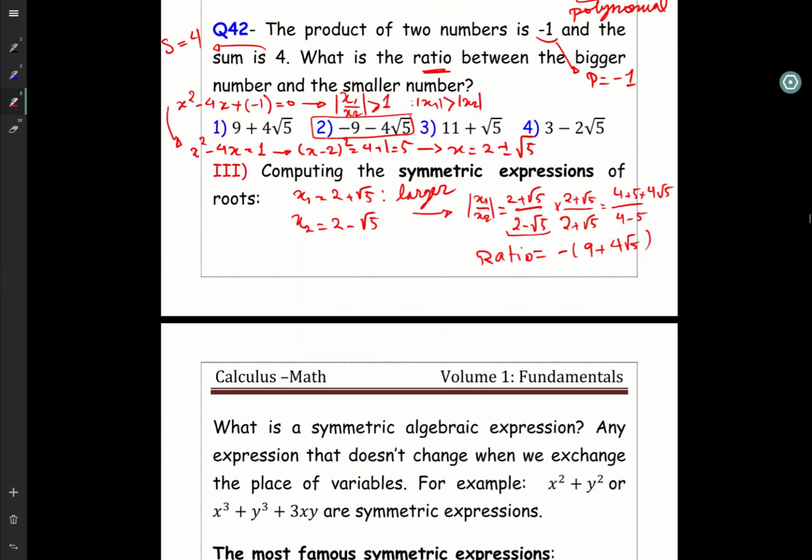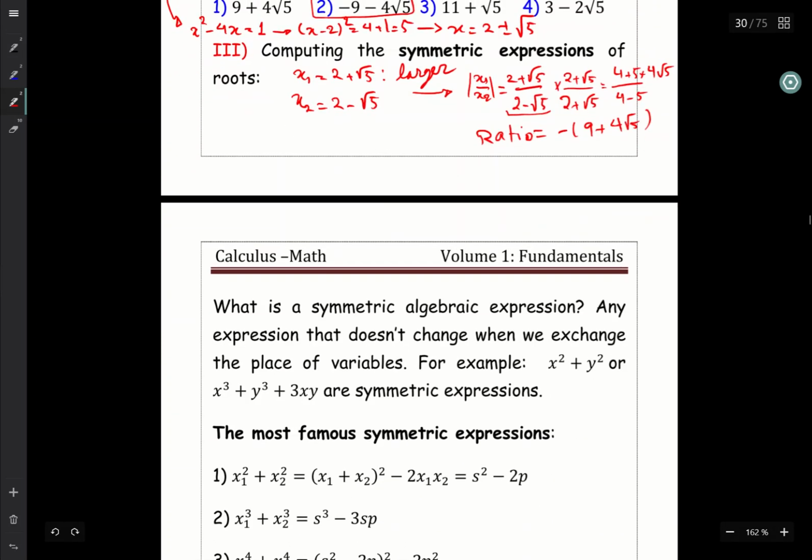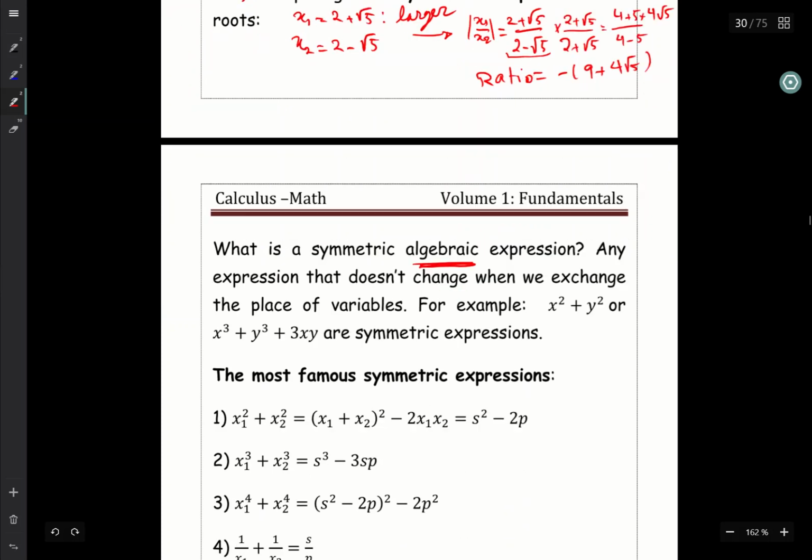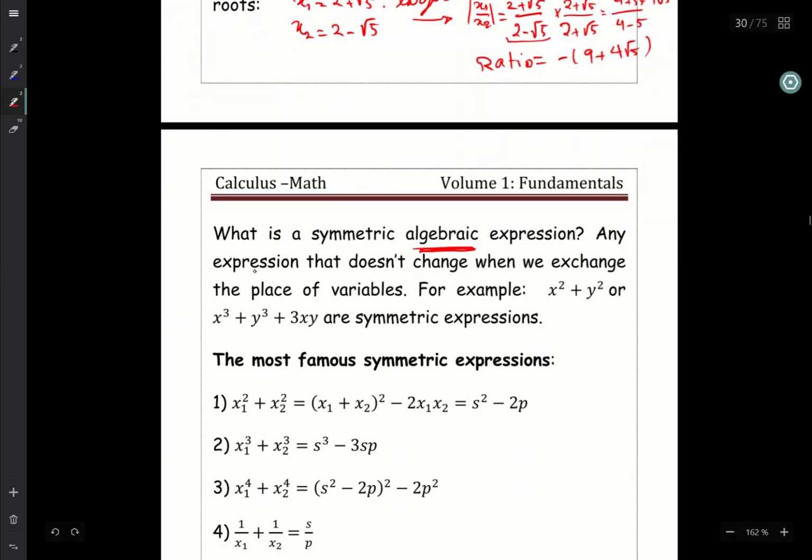Right, the third property, computing the symmetric expressions of roots. So what is a symmetric expression? A symmetric algebraic expression is one that remains the same when you interchange the positions of the variables. For example, x squared plus y squared. If I interchange the position of x and y, I get y squared plus x squared, which is still the same, right? So this is a symmetric expression.